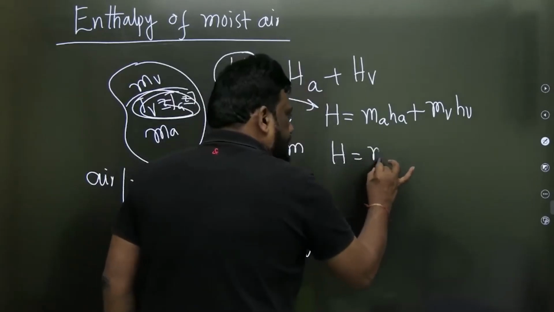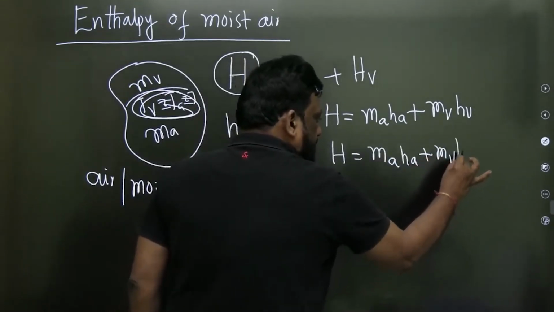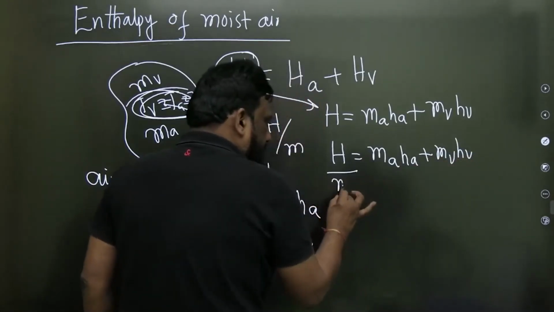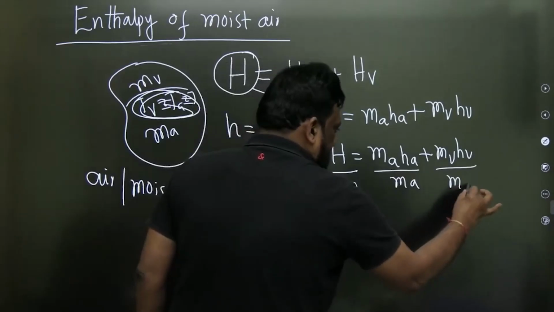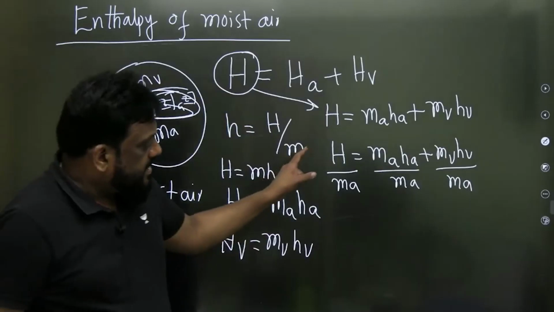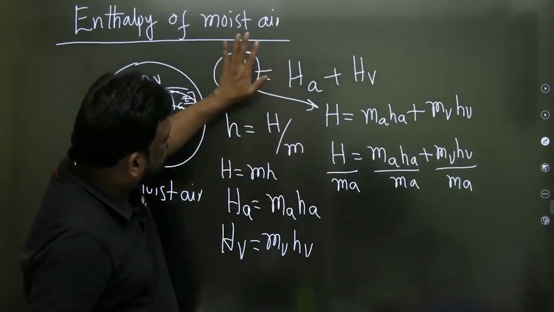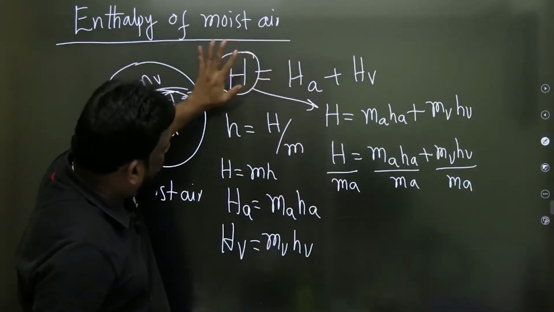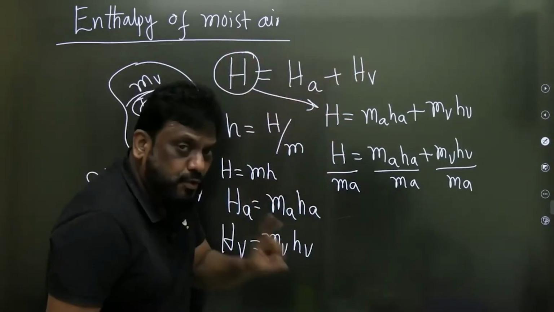That's why what we do is, देखो एक बार, H is equal to MA hA plus MV hV. Now divide both sides with MA. यहां पे छोटा सा कंफ्यूजन हो सकता है. Can you tell me what is capital H? Capital H is nothing but it is the total enthalpy of moist air, which is a combination of dry air and water vapor. So please note on that.